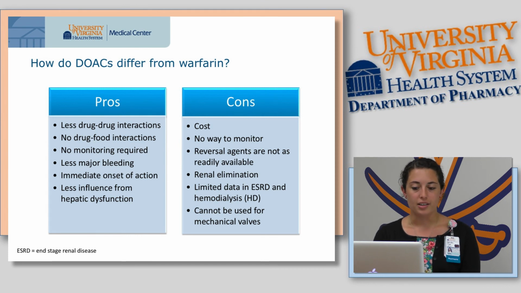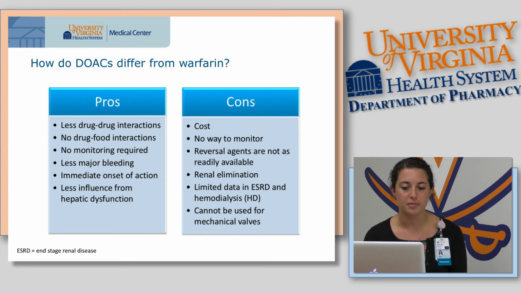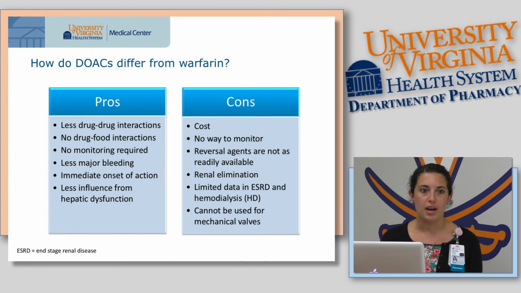In the clinical trials, there was less major bleeding. The only one that had more bleeding was GI bleeding. But there was less intracranial bleeding, and so the outcomes for patients were better in the trials when they compared DOACs versus warfarin. The onset of action is also quicker with these agents, and so we don't require bridging with parenteral agents, which is a lot easier for patients outside of the hospital, and there's less influence of hepatic dysfunction on their metabolism.